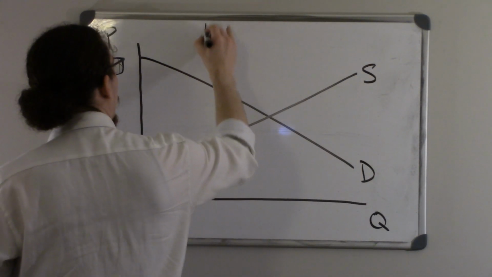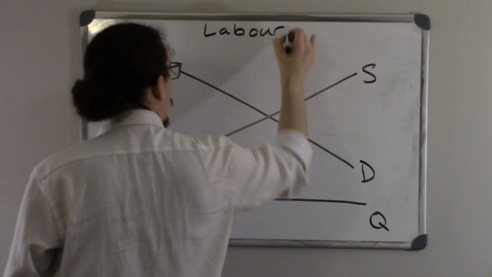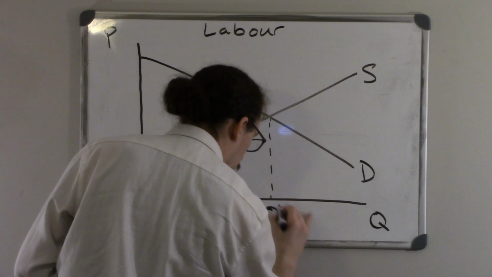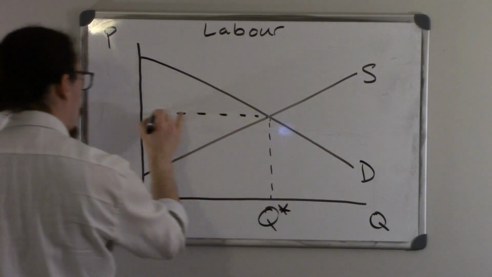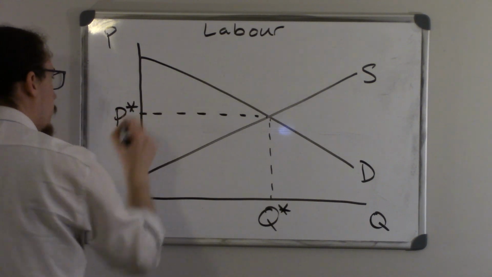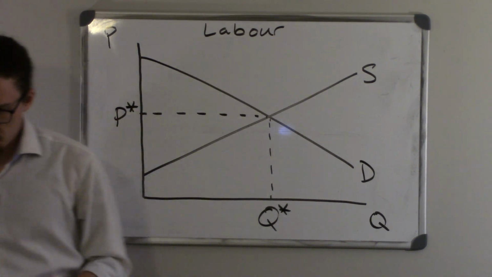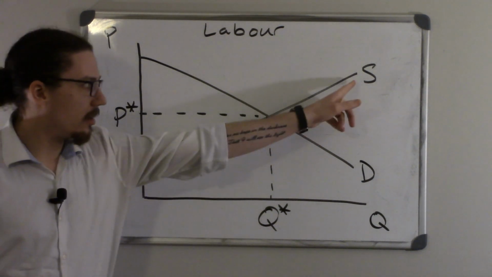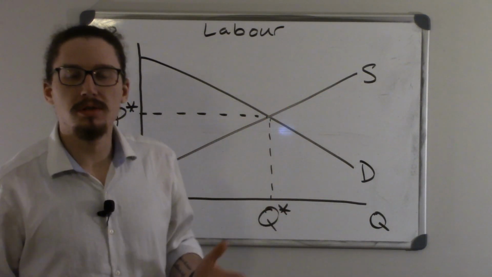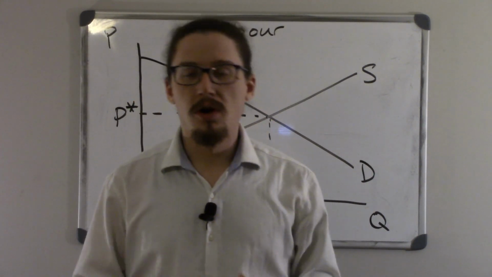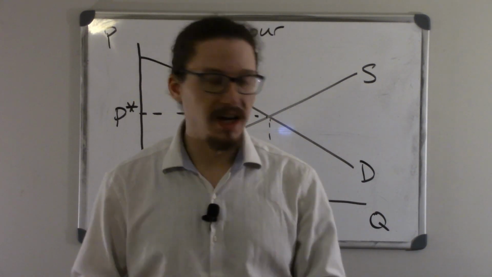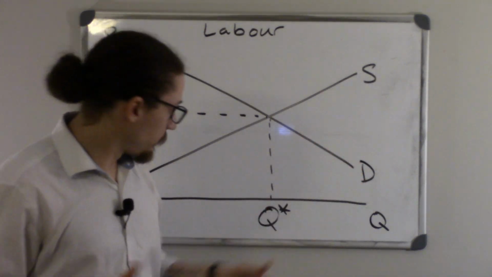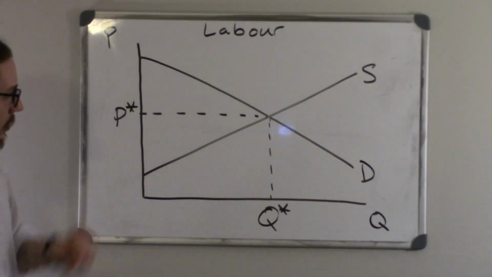So we've got supply and demand, and we're going to say that this is the market for labor. We said that minimum wage is an example of a price floor. Now in this scenario, the supply curve, the producers, those are workers. They are the ones supplying their labor. Employers are the ones that demand labor.